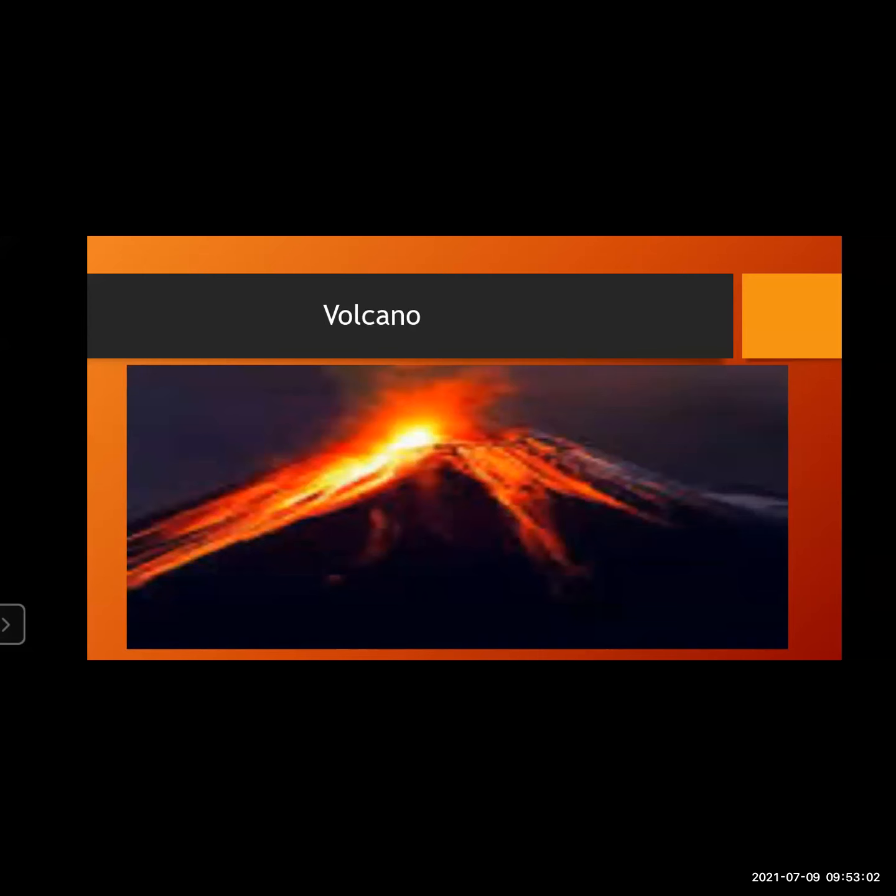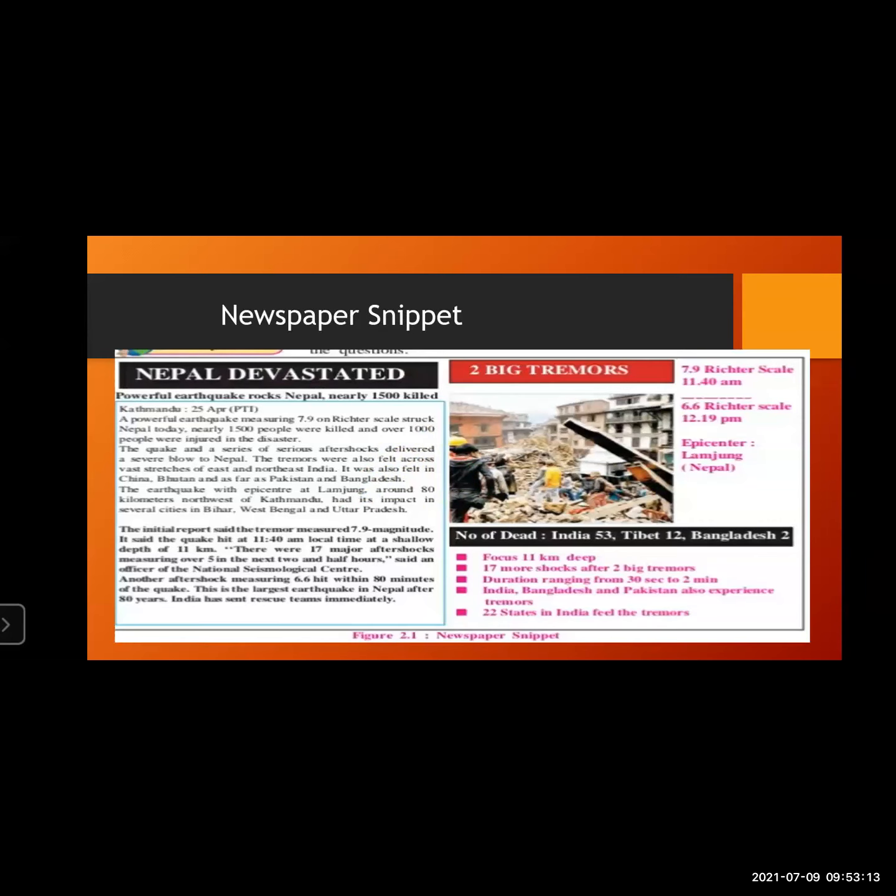Before going directly, let's see the newspaper snippet on the first page of the lesson, that is page number 9. You also have this on your first page at the start of the lesson. You can see here the article is given, titled Nepal devastated. What is this article related with? This article is related with a natural disaster, and this is related with an earthquake.